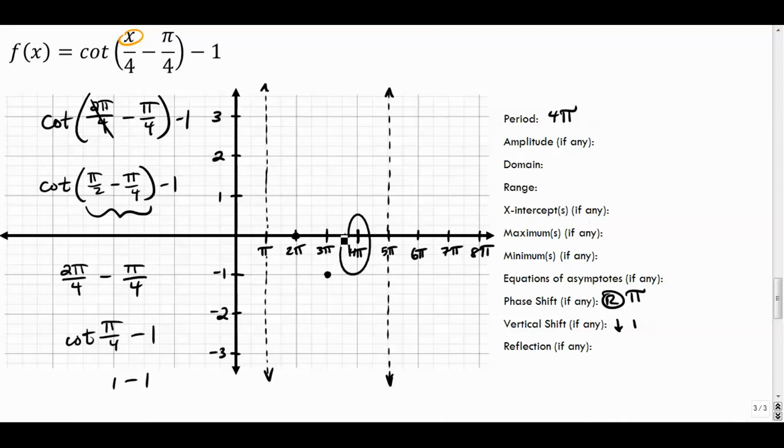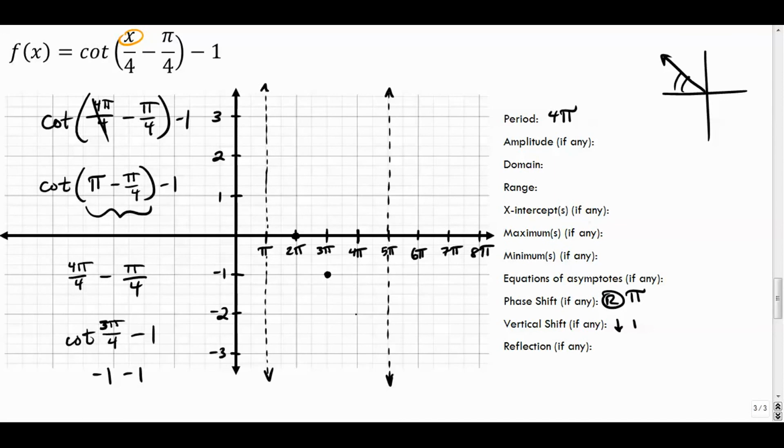If I do the same thing for this important point, if I plug in this time 4 pi in my numerator, that means this is just pi. The 4's cancel. So I have 4 pi over 4 minus pi over 4. That's 3 pi over 4. Well, 3 pi over 4 is in my second quadrant with a reference angle of pi over 4. So I know it's 1, and it's second quadrant, only sine and cosecant are positive, so this is -1 minus 1. That's -2. So that's down here.